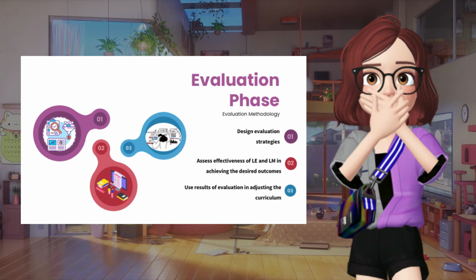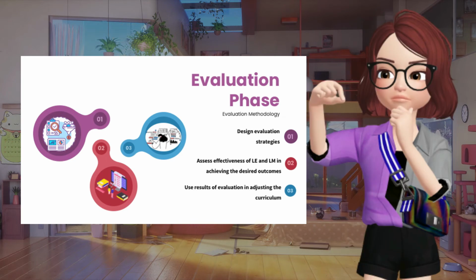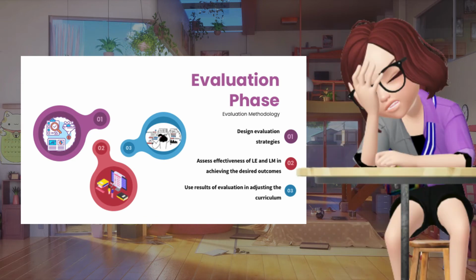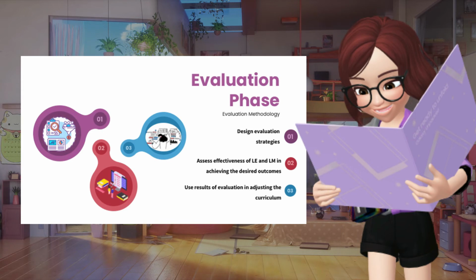The last phase is the evaluation phase. Design evaluation strategies with the objective to check validity and reliability of evaluation measures. Next is assess effectiveness of learning experience and learning materials in achieving the desired outcomes with the objective to check effectiveness and acceptability of the program. Last, use results of the evaluation in adjusting the curriculum with the objectives to evaluate the impact of the program and to check for provision for monitoring and formative evaluation.